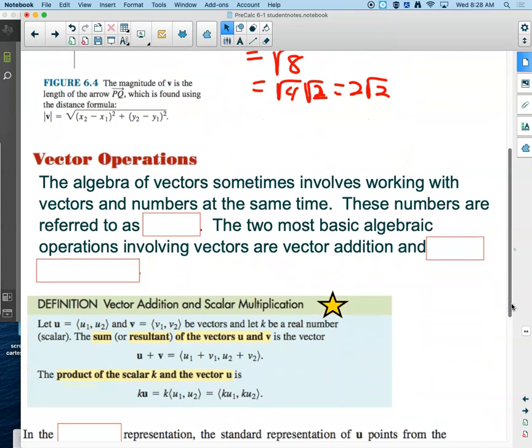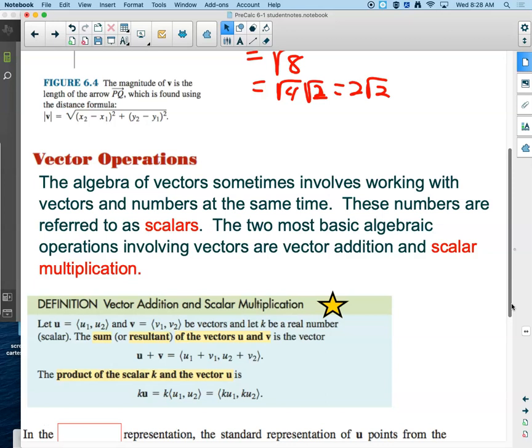So now, little vector operations, some basics. The algebra of vectors sometimes involves working with vectors and numbers at the same time. You want to see how two vectors act together to do something. And this is where you were working with these things in 9th grade science. So these numbers are referred to as scalars. And we have talked about scalars before. When we did matrices, we talked about taking a scalar and multiplying all of our elements in the matrix by a scalar. It's the same thing here. The two most basic algebraic operations involving vectors are vector addition and scalar multiplication.